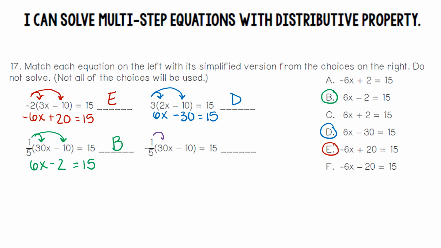And the last one, we have a -1/5 times the 30 value inside the parentheses, which would give us a negative 6. Keep the x value with it. We also multiply the negative 1/5 by the negative, or the minus, 10, which would give us a positive 2. Two negatives or two minuses make a positive. Negative 6x plus 2 equals 15 is represented by letter A on the side.